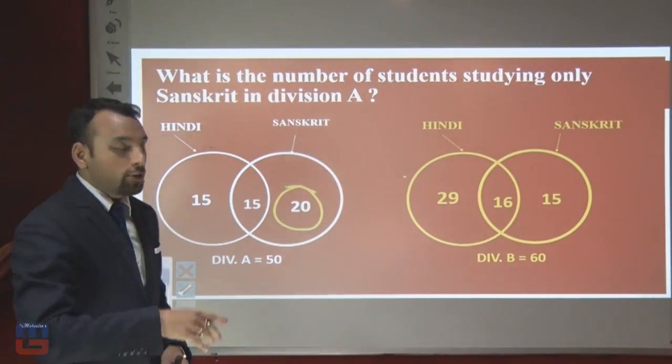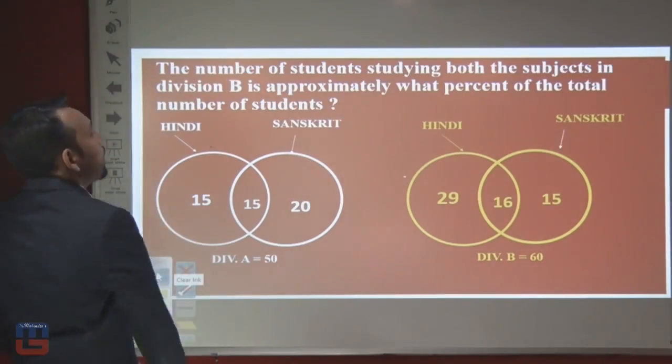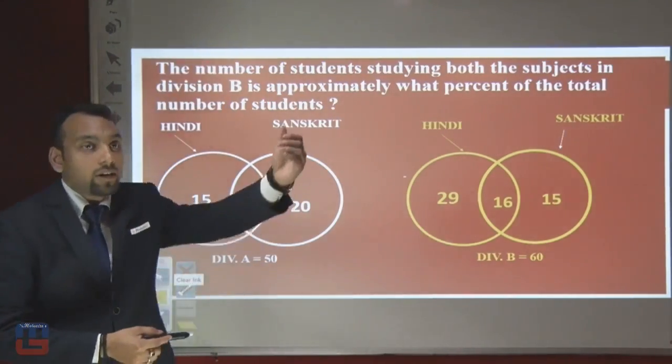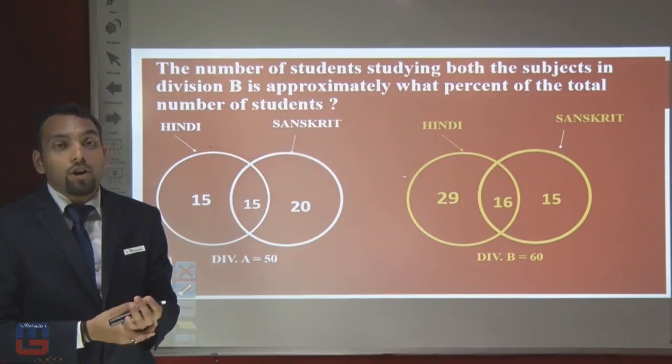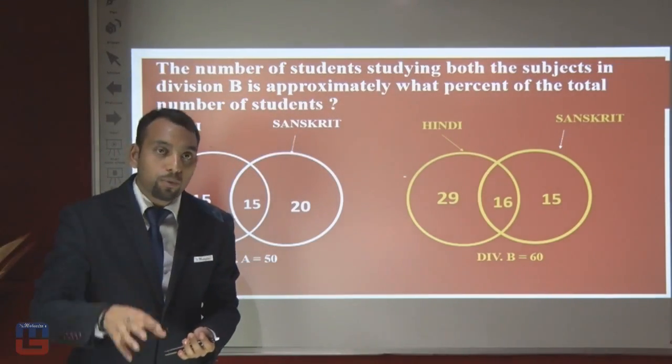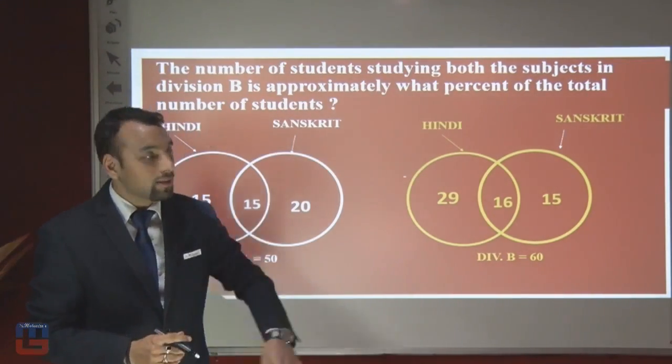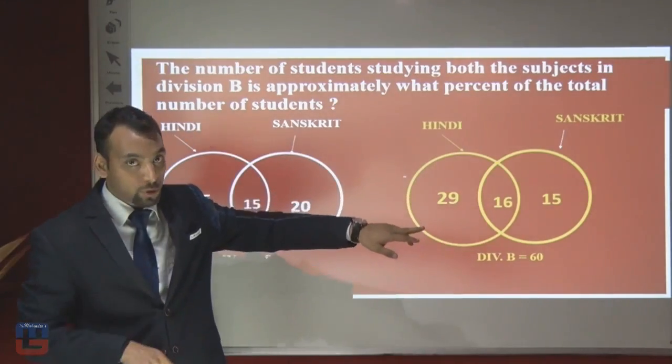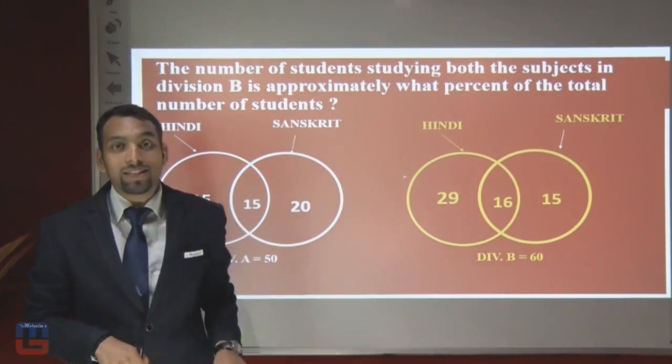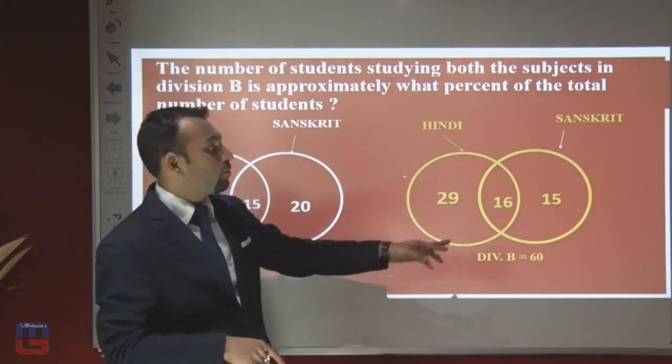Alright, now let us move to the next question. Next question on the screen you can see here. The next question is number of students studying both the subjects in division B. That is number of students studying both the subjects in division B, that is how much? 16.